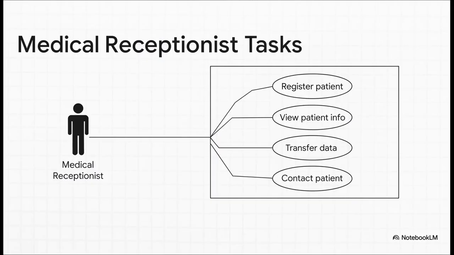Here's a simple example of a use case diagram. See the stick figure? That's our actor, in this case a medical receptionist. And those ovals, those are the use cases, basically the tasks they can do. Things like register patient, view patient info, transfer data. It gives you a really clear, high-level map of what the system needs to be able to do from the user's point of view. It's a perfect answer to the question, what can this person do with our system?